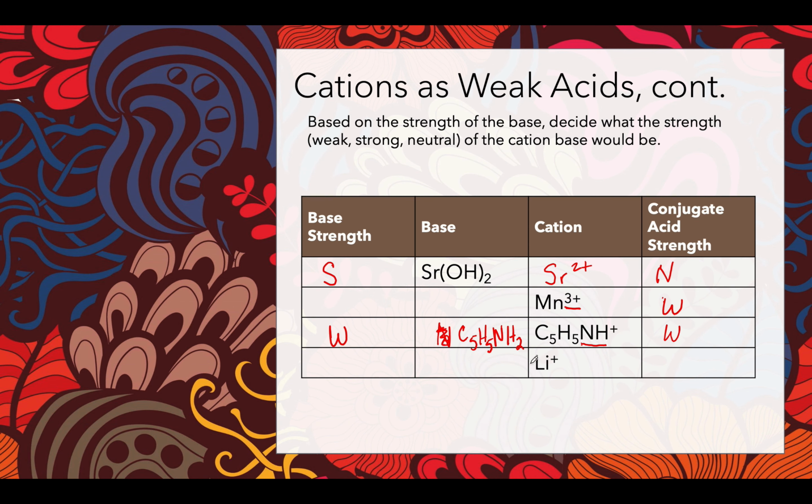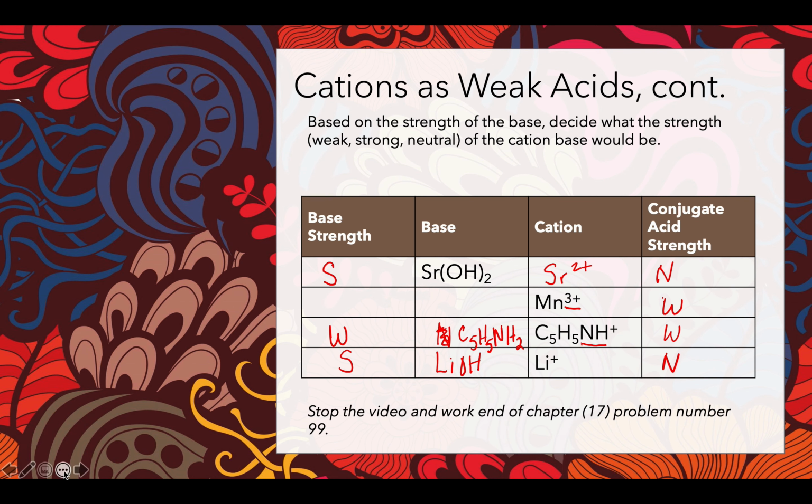All right, and last but not least, lithium hydroxide. And yes, this is a strong base because we have lithium, which is a group 1 metal. And so therefore, our conjugate acid is neutral. Once again, this is a great time to stop the video and go ahead and work into chapter problem number 99.